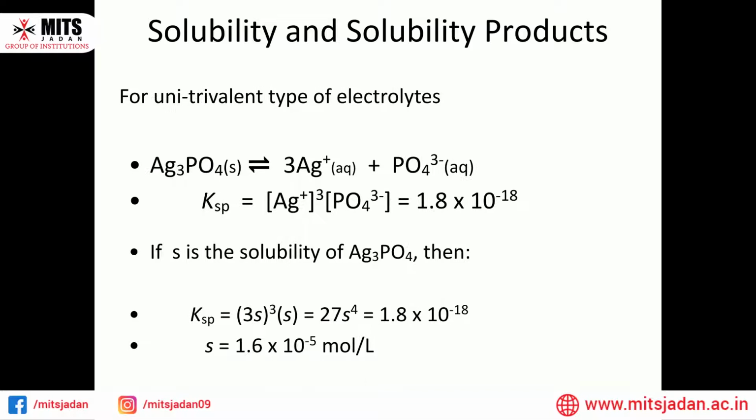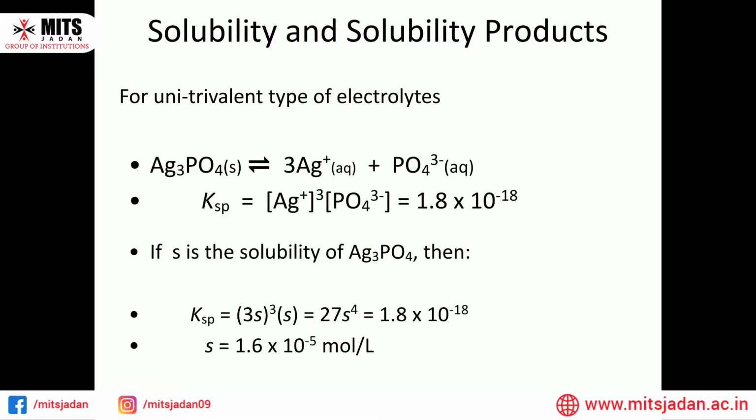Let's take an example of uni-trivalent type of electrolytes. Here we consider silver phosphate as a uni-trivalent type of electrolyte because the oxidation number of silver ion is 1, as I have already told, and the oxidation number of phosphate ion is 3. When silver phosphate dissociates, it gives 3 silver ions and 1 phosphate ion in the aqueous medium. Since the Ksp is the product of ionic concentrations at equilibrium condition, it can be written as follows, and the value of Ksp is 1.8 into 10 to the power minus 18.